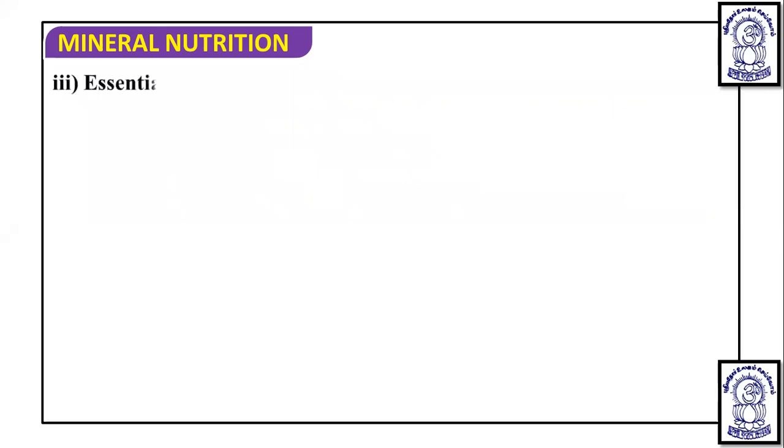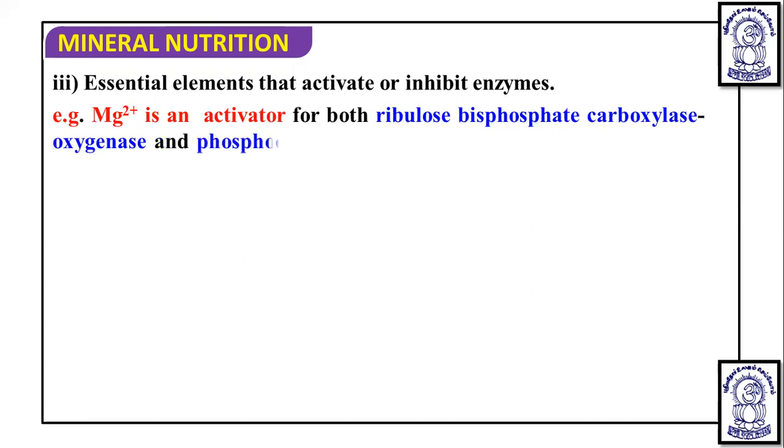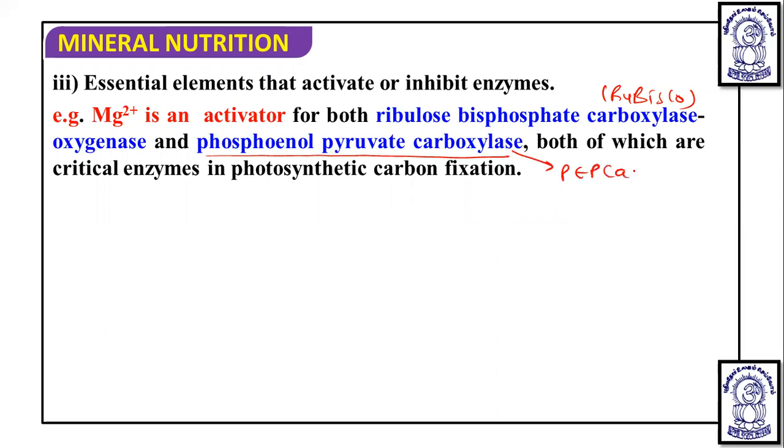Now, the third category is the essential elements that act as activators or inhibitors of enzymes. Means they are particularly acting as cofactors of the enzyme. Either they will activate or they will inactivate. For example, magnesium, Mg2+, is an activator of both ribulose bisphosphate carboxylase oxygenase, which is nothing but rubisco, and phosphoenol pyruvate carboxylase, or we can call it PEPcase. Both of which are critical enzymes in photosynthetic carbon fixation. They are required importantly in C3 and C4 plants.